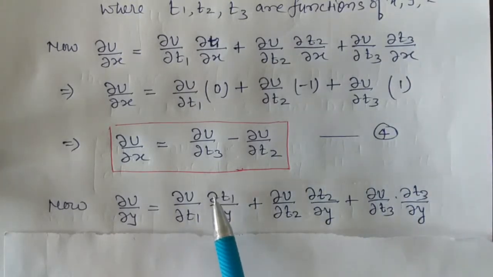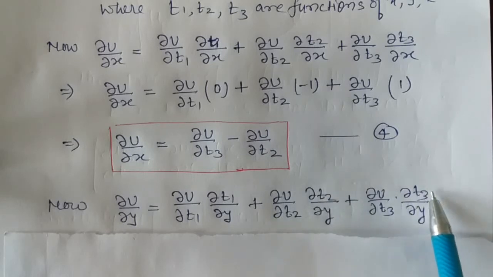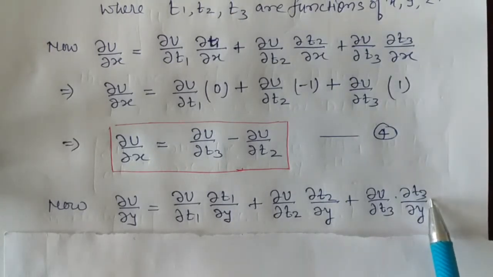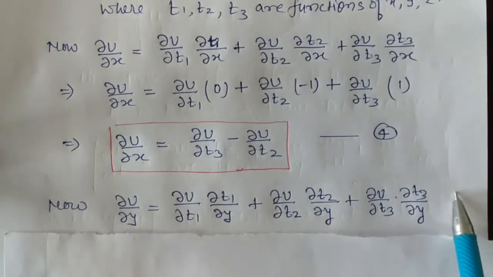Now t1 is what? y minus z. So the partial derivative of t1 with respect to y is 1 minus 0, which is 1. Now t2 is z minus x. So z and x both are independent of y, so del t2 by del y gives 0. And t3 is x minus y. So the partial derivative of t3 with respect to y is the derivative of x, which is 0, minus the derivative of y with respect to y, which is 1. So 0 minus 1 is minus 1.